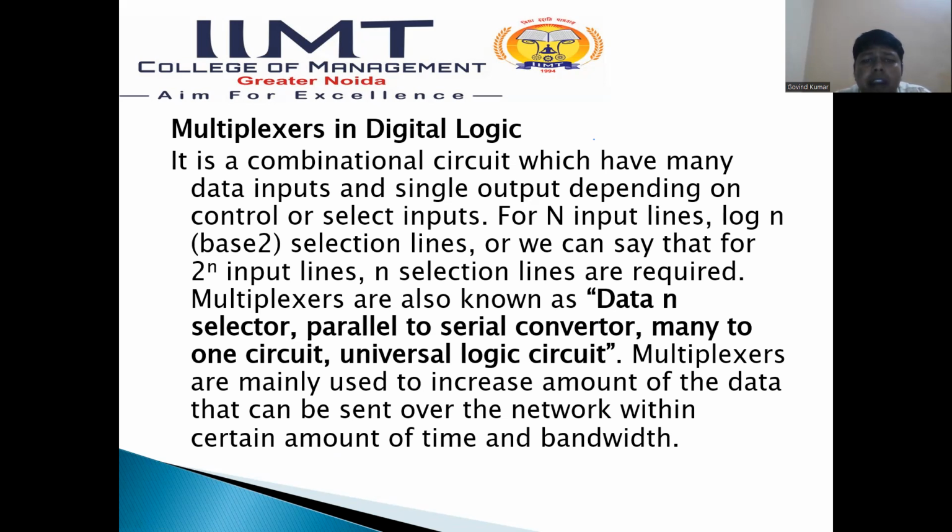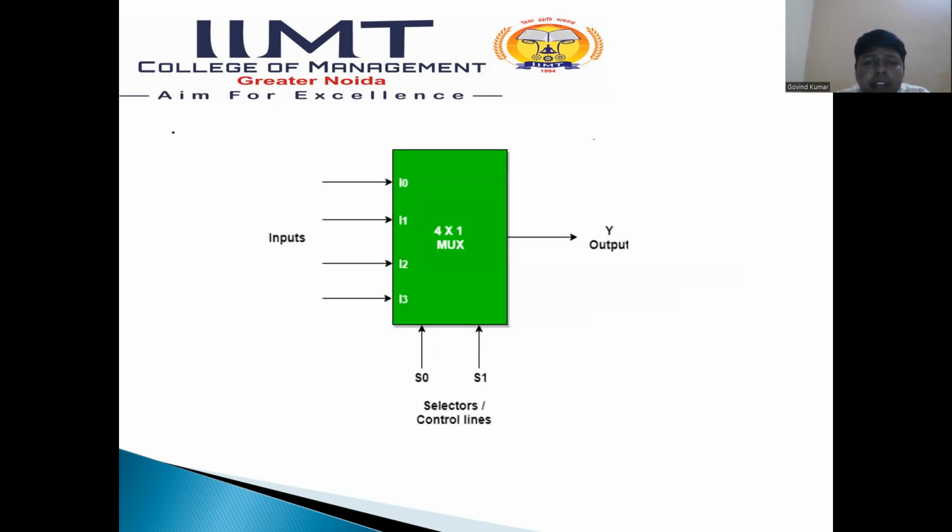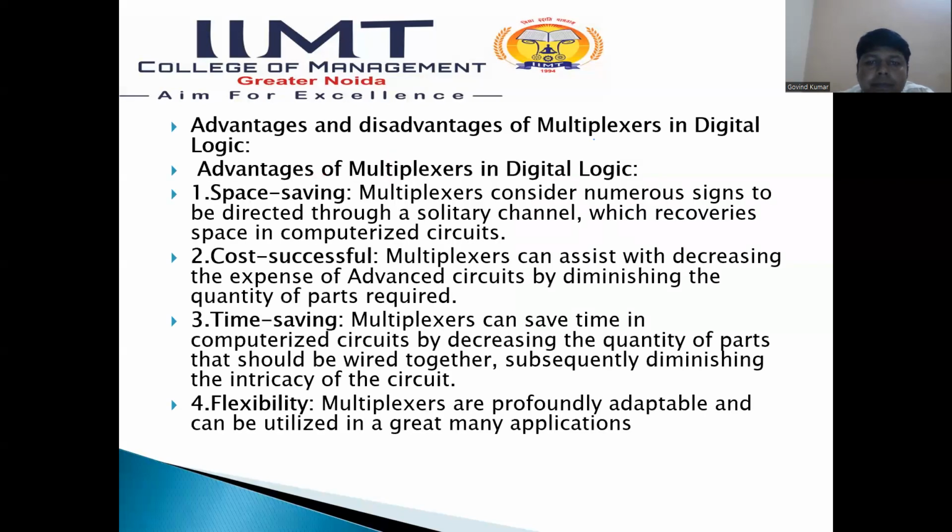Multiple input lines are required and one output depends upon the selection lines. This figure is denoted by I0, I1, I2, I3, a 4 to 1 mux, and Y is the output. S1, S0 are the selection lines or control lines, and the given inputs are independent in the multiplexer.